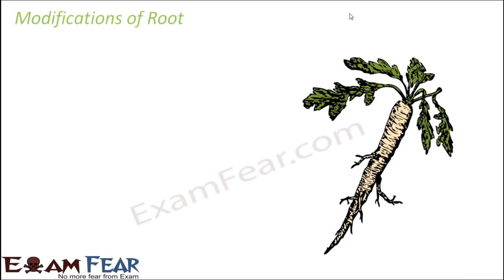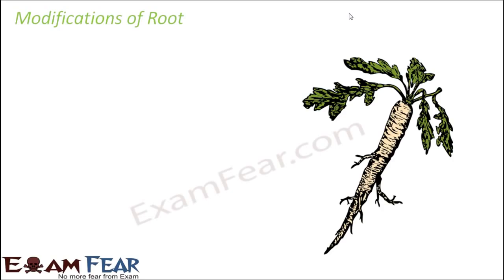Okay, so now let us look at the modifications of root. So far we saw what is root, what are the different types of root, what are the different parts of a root. Now we will see what are the different modifications of a root. So what we are going to talk about in this topic is, in different plants, roots get modified into different structures to perform different types of functions.